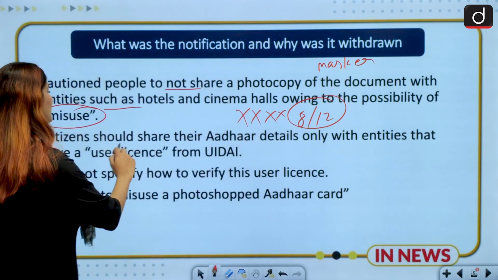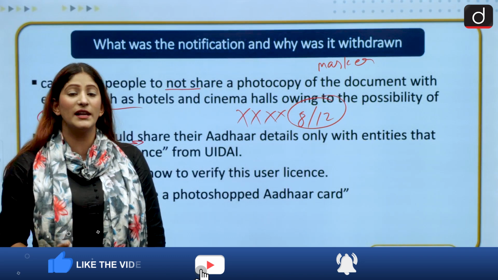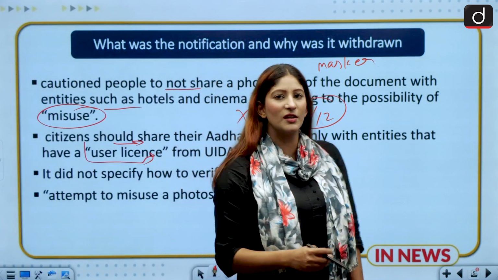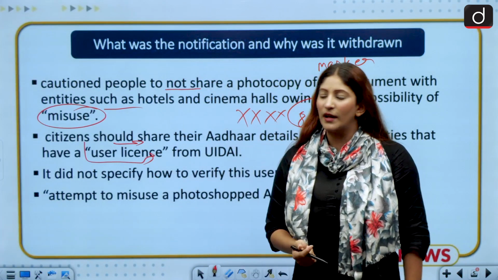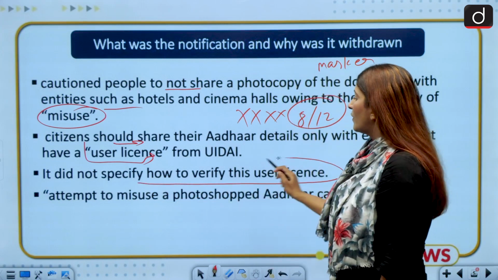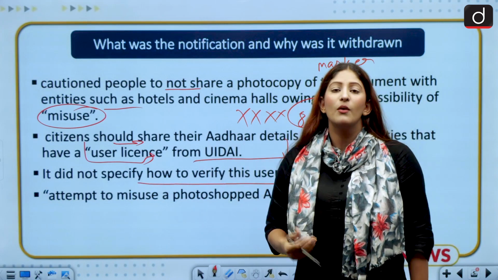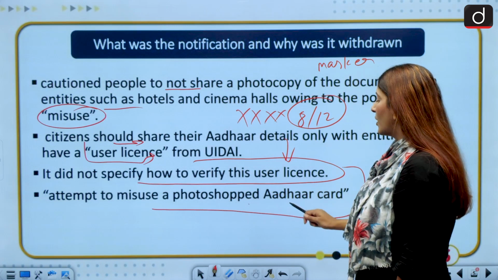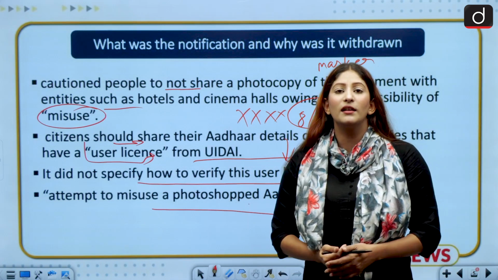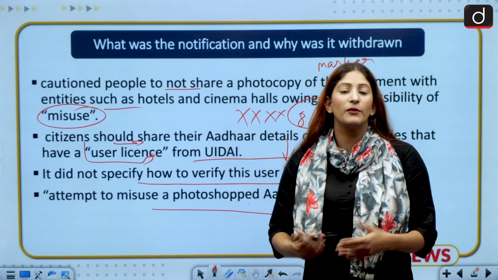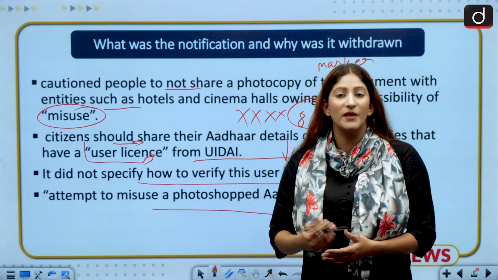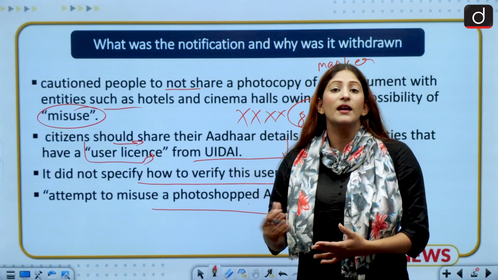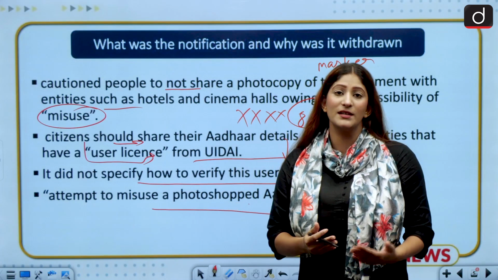Then it also said that citizens should share their Aadhaar details only with the entities that have a user license from UIDAI, which is the statutory body to regulate the usage of Aadhaar. And it did not specify how to verify this user license. How do we know which entity possesses a user's license or not? Because there can be an attempt to misuse a photoshopped Aadhaar card, just in order to create fraud, just in order to create some sort of mischief. A person by using your Aadhaar card can Photoshop it in such a way that your details could be used for his or her benefit.